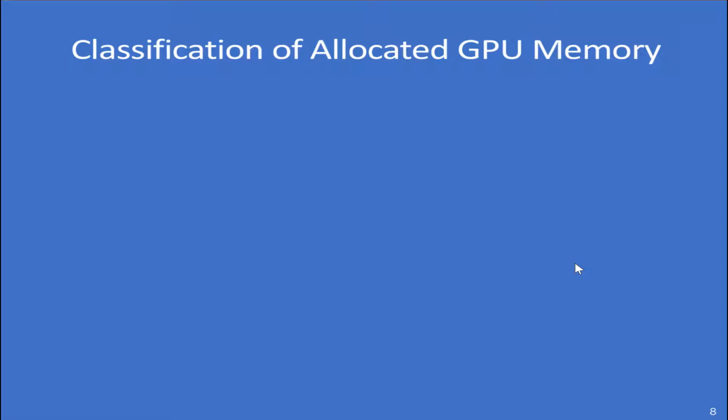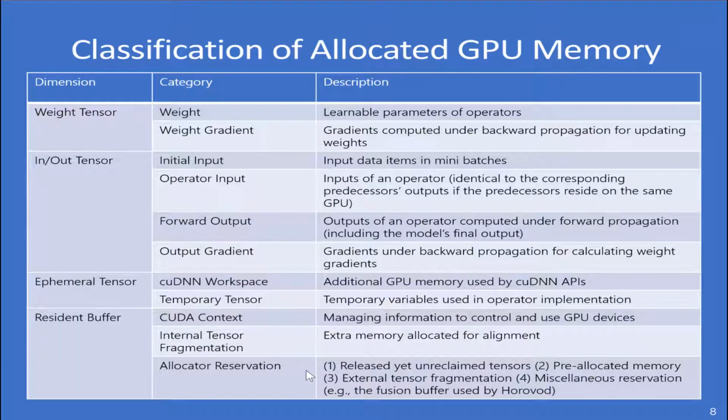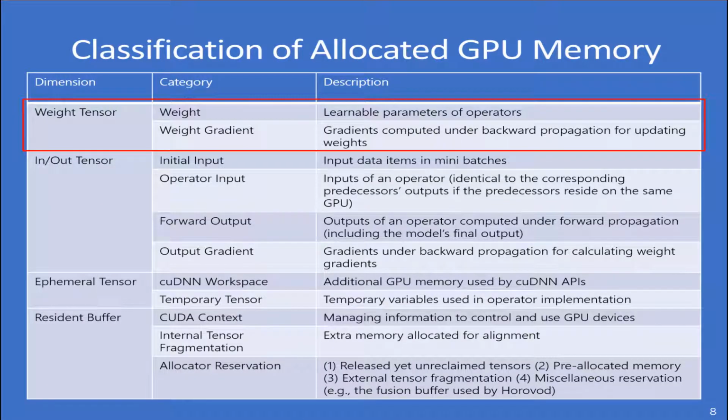To fully understand how GPU memory is used by a DL model, we first classify the allocated GPU memory into 4 dimensions and list them in the table. The first one is the weight tensor. It contains 2 subcategories. The weight represents the learnable parameters of operators. The weight gradient represents gradients computed under backward propagation for updating weights.